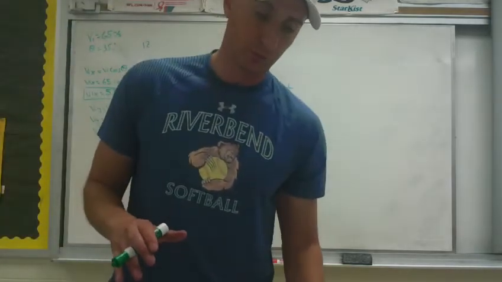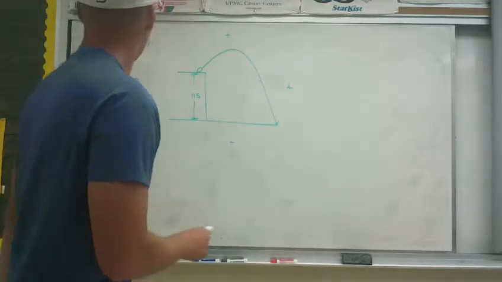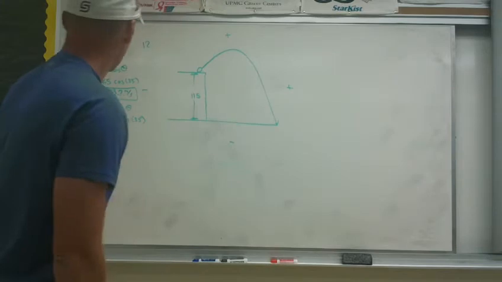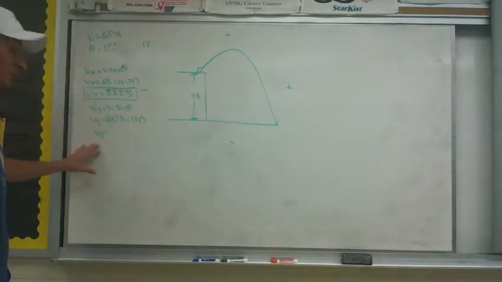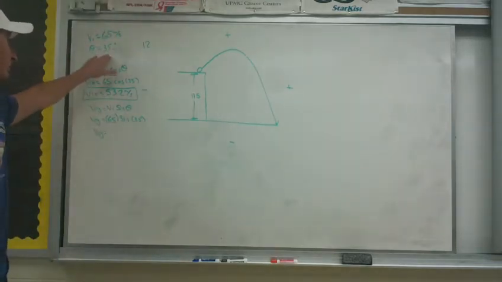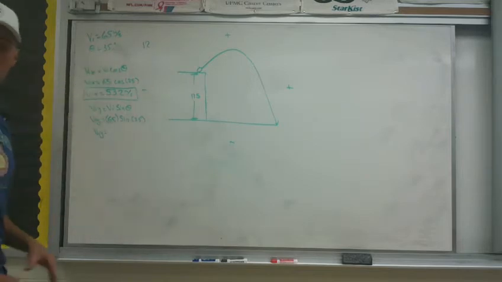Okay, sorry, video cut off. So we're back to number 12 here. All I've done so far was solve for VIX, and I'm solving for VIY right now because that's what I was given. I was given a velocity initial and an angle of 35.